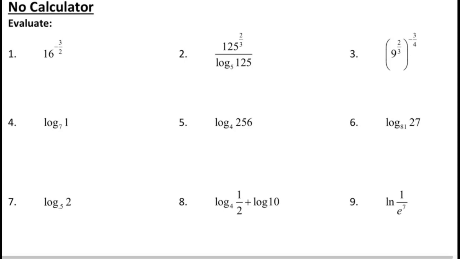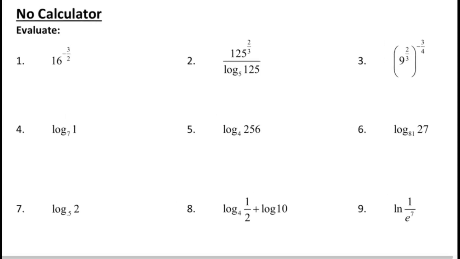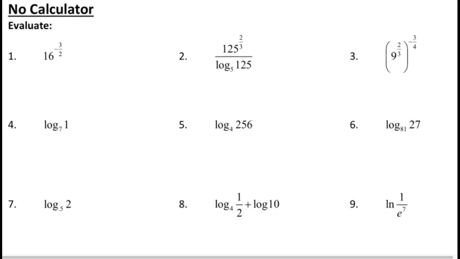16 to the negative 2/3 power. How do you deal with that? Well, change it to a radical. These are all no calculators, so if I change that to a radical, that's going to be the square root of 16 to the negative 3rd power. Square root of 16, you know what that is? 4, good. 4 to the negative 3rd power.